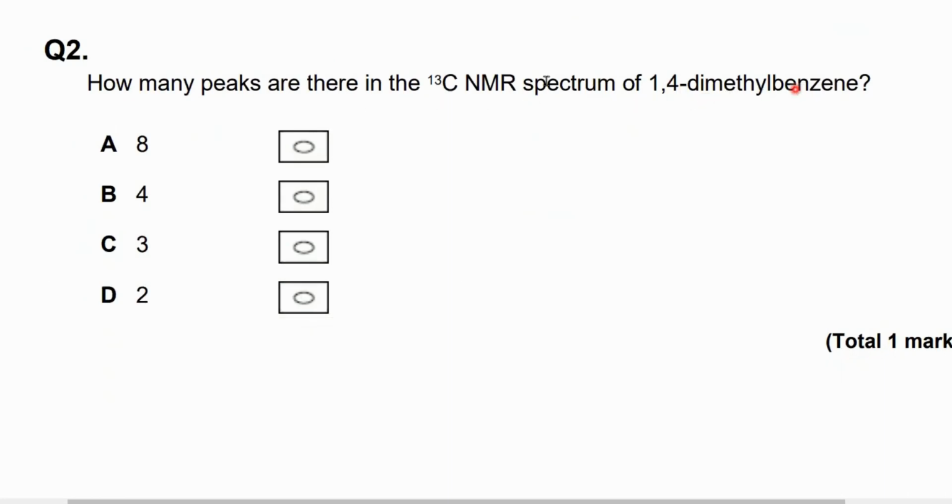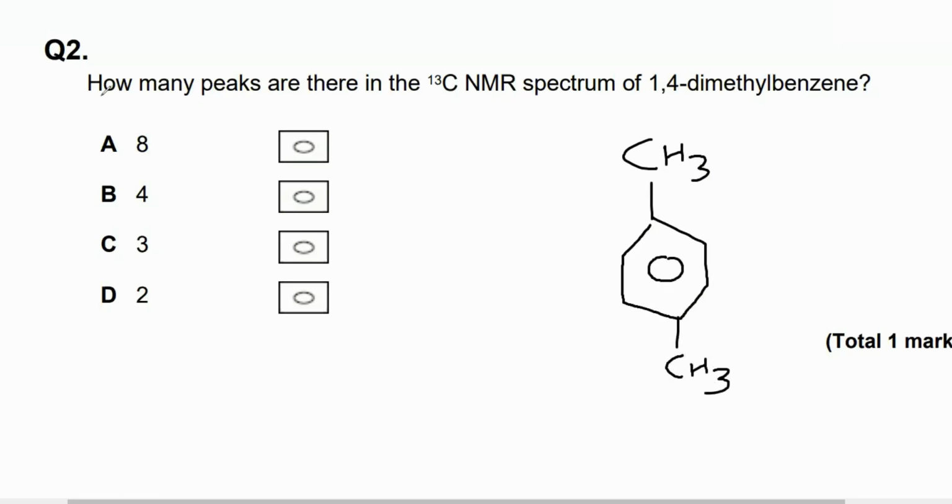Okay, question 2. How many peaks are there in the C13 NMR spectrum of 1,4-dimethylbenzene? First step, let's draw it out. So I want 2 methyl groups, one on either end of the benzene. And now we've got to count up how many different environments there are, and that equals the number of peaks. So the 2 methyls are one environment. Then I've got these 2 corners, and these 2 corners are all symmetrical. They're all adjacent to the same things. So that's the second environment. And then these 2 at the ends is the third environment. So there's going to be 3 peaks here, because those are the 3 different environments. Awesome. Let's move on.